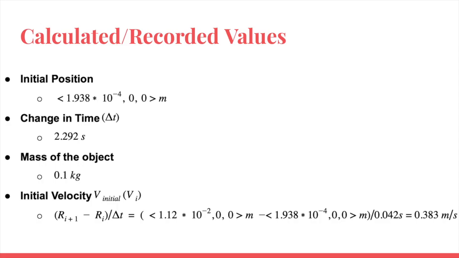From Tracker, we get a set of data points which gives us information on the initial position, which is 1.938 times 10 to the negative 4 in the x direction, and the change in time over the clip, which is 2.292 seconds. The mass of the object, which we weighed beforehand, is 1/10 of a kilogram. We can calculate the initial velocity from the data given from Tracker using the first and second point and the time elapsed between these points. Doing so, we get the initial velocity to be 0.383 meters per second.